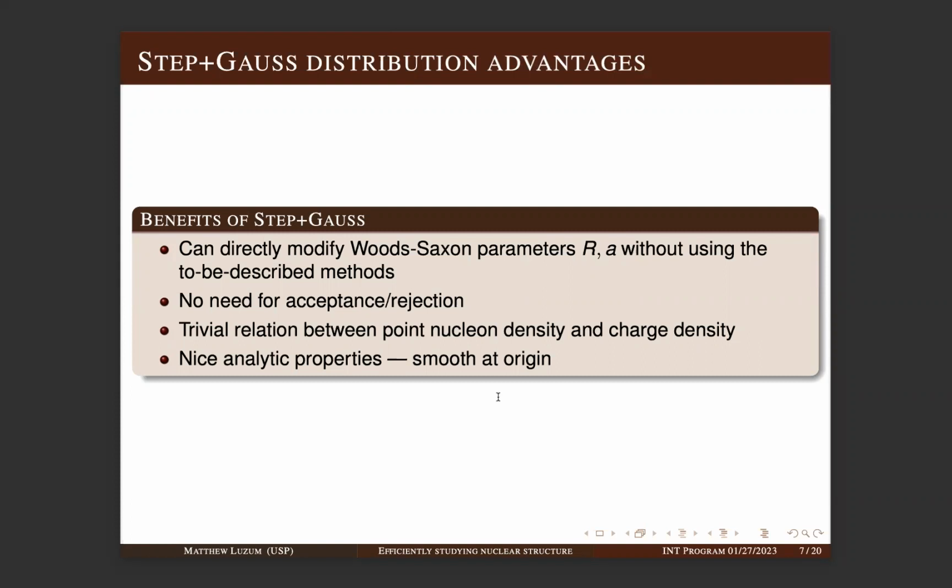Also, the reason we actually started using it a long time ago is it has a completely trivial relation between the point nucleon density and the charge density. If you assume the charge is a Gaussian, then the convolution between two Gaussians just changes the width a little bit. And it's completely trivial. So that's kind of nice also. And it's just nicely analytic in general.